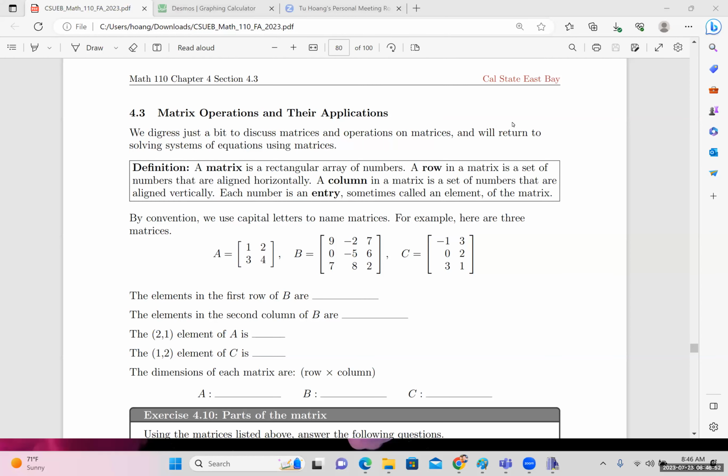Hello everyone. Today I come to section 4.3, matrix operations and their applications.